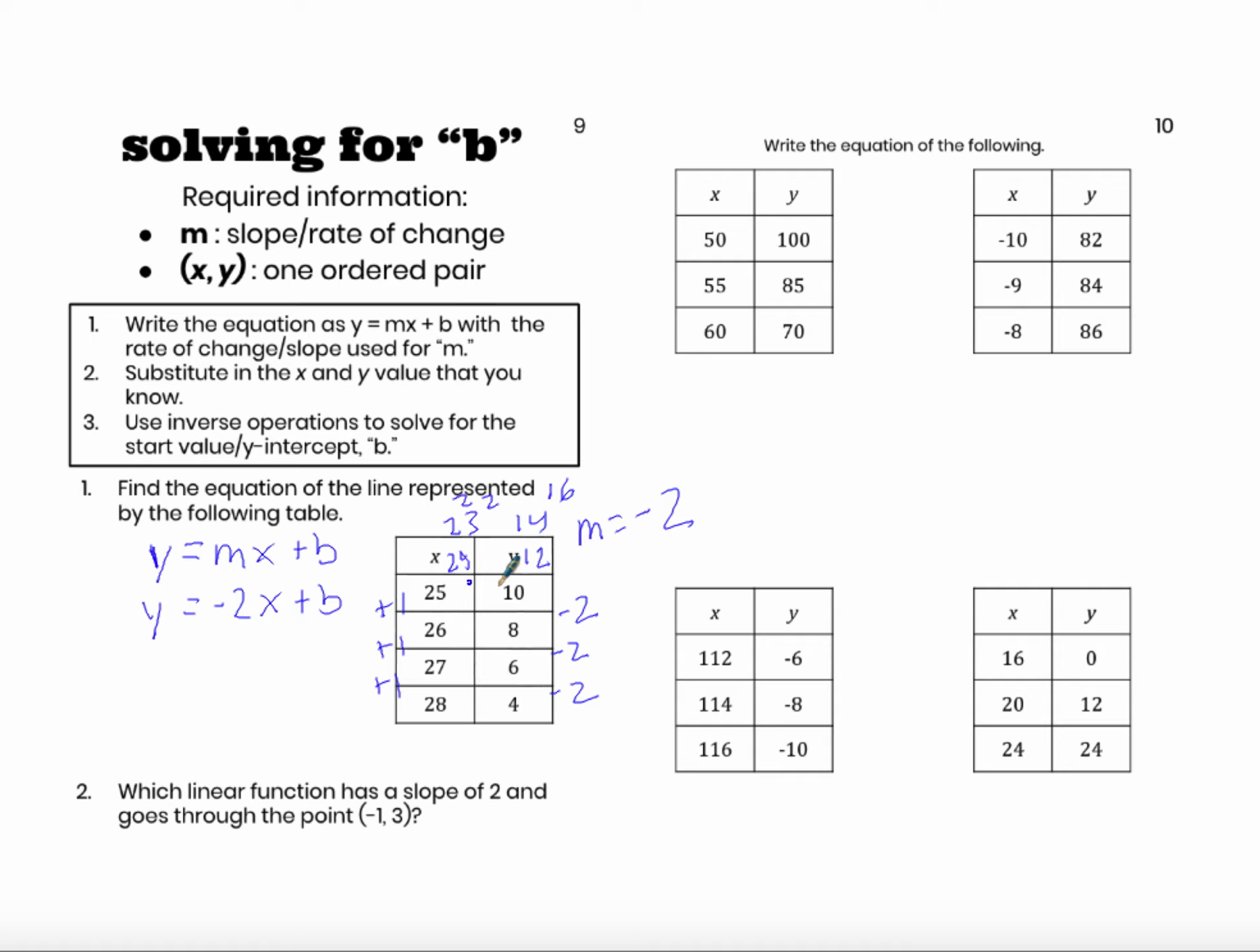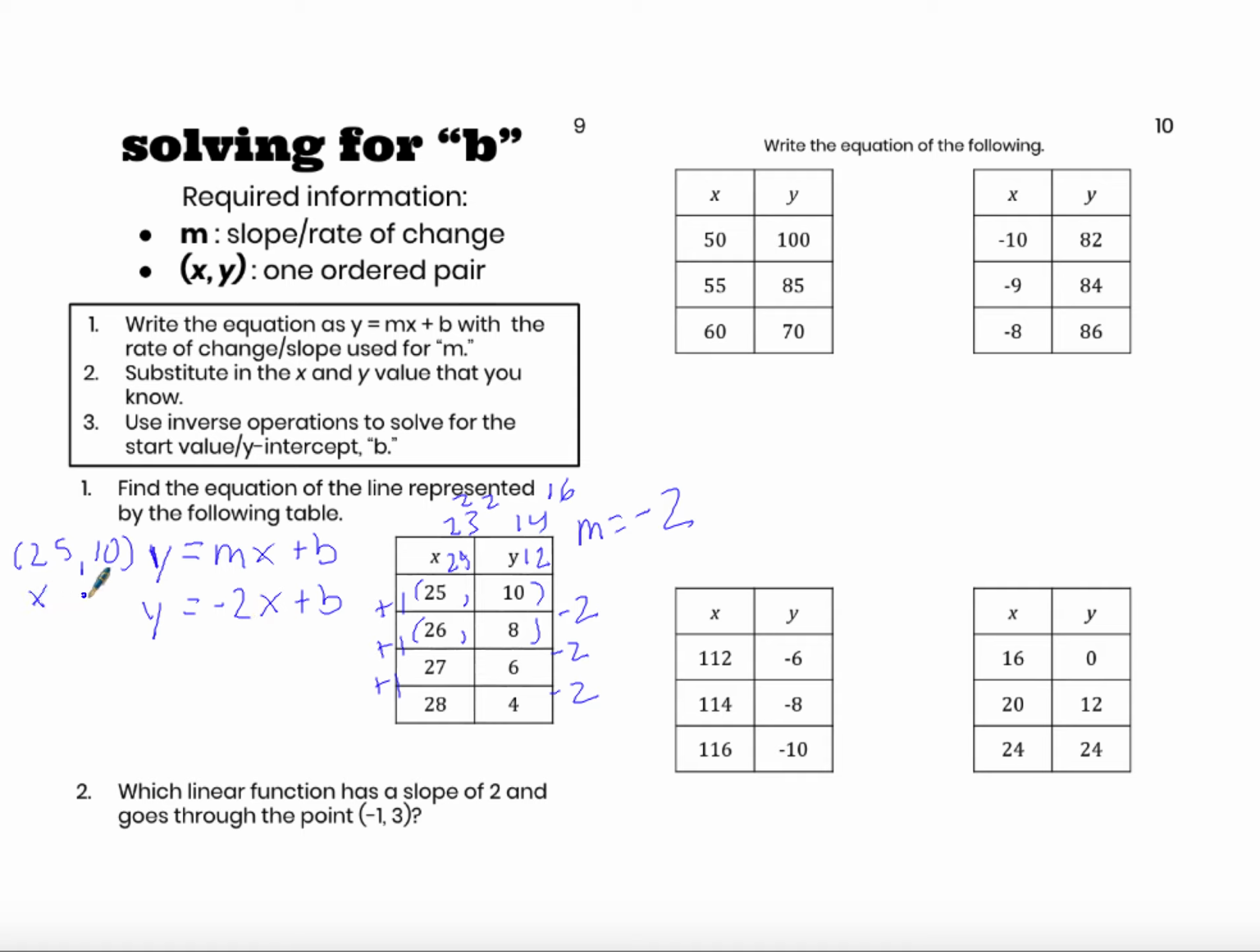Luckily, I actually know 4 more pieces of information, which is that this ordered pair, 25, 10, think of this as an ordered pair, x is 25, y is 10, makes this equation true, whatever that equation ends up being. 26, 8, x equal to 26, y equal to 8 makes this equation true. Similarly for 27, 6 and 28, 4. That means that I can substitute any one of those 4 ordered pairs into the equation and solve for b.